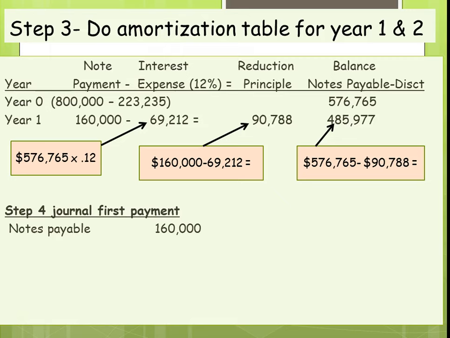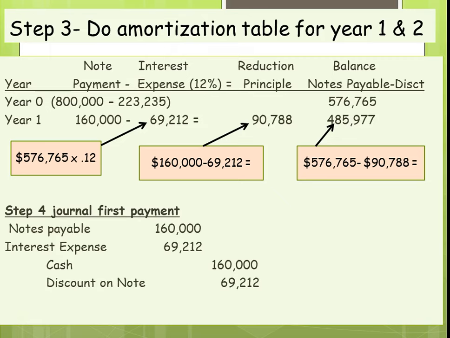Our journal entry will look like this. Notes payable will be reduced by $160,000. Interest expense will be booked for $69,212. Cash will be $160,000, and discount on notes will be the $69,212.